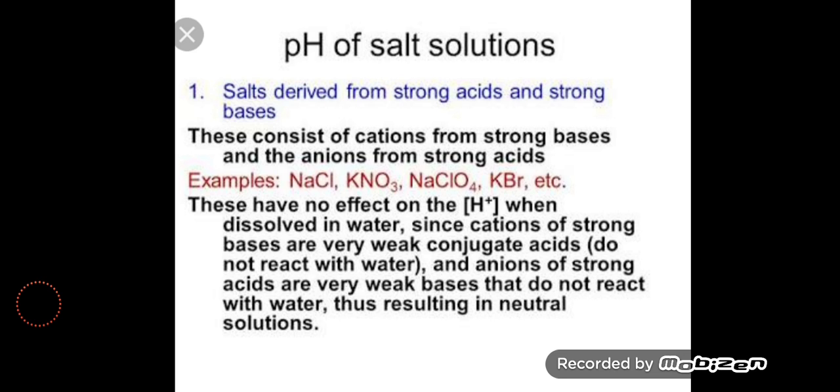pH of salt solutions. Salts derived from strong acids and strong bases consist of cations from strong bases and anions from strong acids.